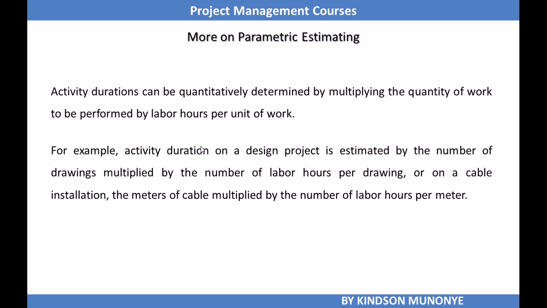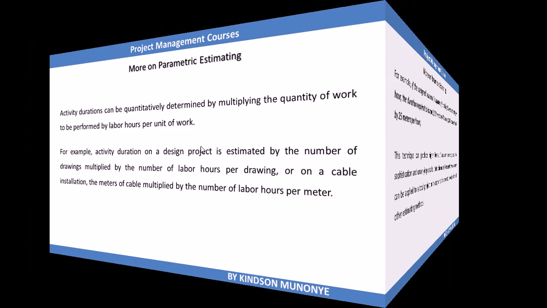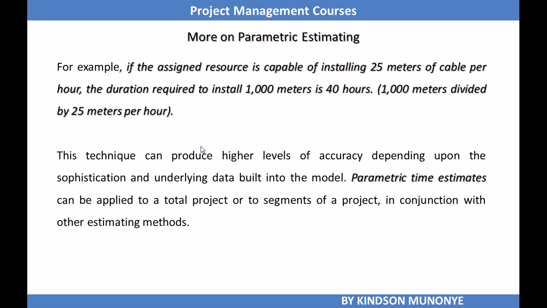So we are discussing parametric estimating. For example, if the assigned resource capability is installing 25 meters of cable per hour, the duration required to install 100 meters is 4 hours. What we are saying is that you know the amount of time it takes to install a particular amount of distance of cable, 25 meters per hour.